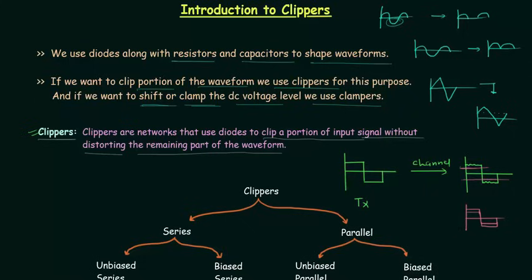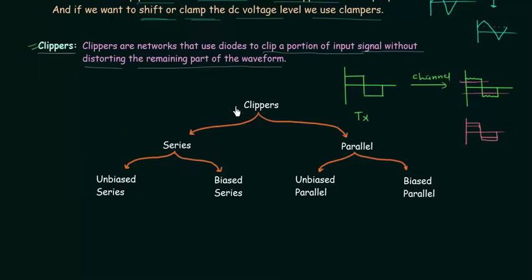The next thing is the classification of clippers. Clippers are classified into 2 types, series clippers and parallel clippers. In case of series clippers, diode is connected in series with the load resistance, and in case of parallel clippers, diode is connected in parallel with the load resistance. Series clippers are again classified into 2 types. First one is the unbiased series clippers, second one is the biased series clippers. Parallel clippers are also classified into 2 types. First one is unbiased parallel clippers, second one is biased parallel clippers.